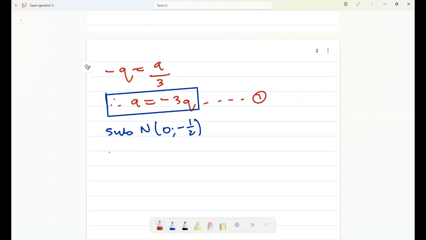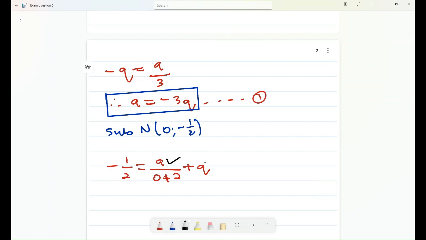My y in this case is negative half. It is equal to a divided by... let me do this, I want you to see something. Negative 1 divided by 2 equals a divided by, what is my x? My x is 0, I'm subbing this part, plus my p, I know it is 2 plus q.